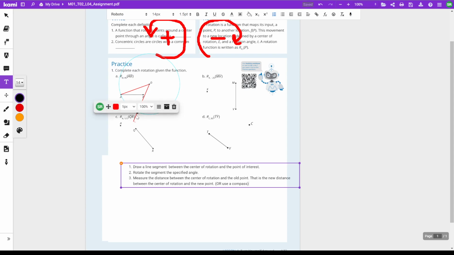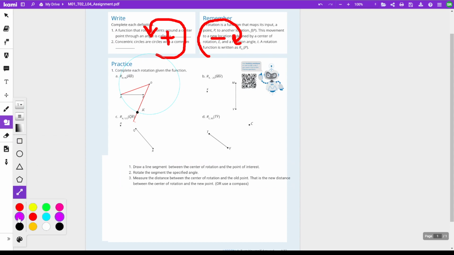Okay, so now we have rotated A prime, and now I want to rotate B. So we're going to follow these same steps in order to do that. We are going to make a line segment between B and D.